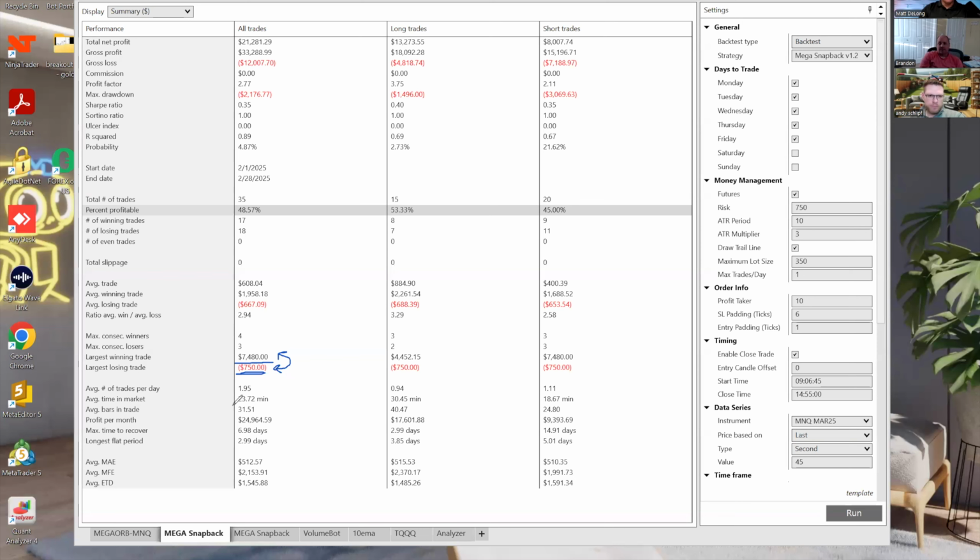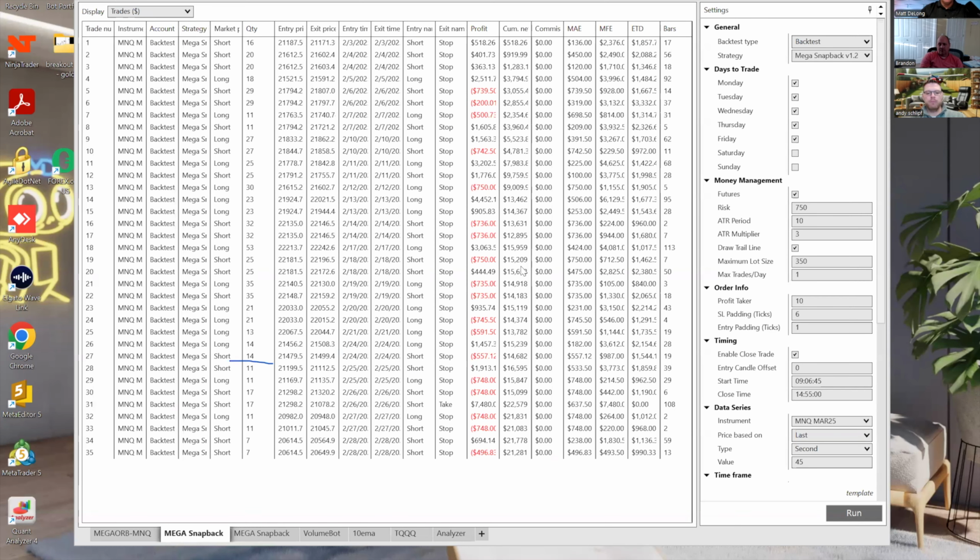And then this of course shows you your average time in the market, right? Max time to recover. There's all kinds of stuff in here, some pretty cool stats. I don't know if you've ever spent time nerding out on some of these numbers, but I think it's nifty. So again, biggest winner, 7,400. Actually, it had several pretty decent size winners in here. So here's another one right here.